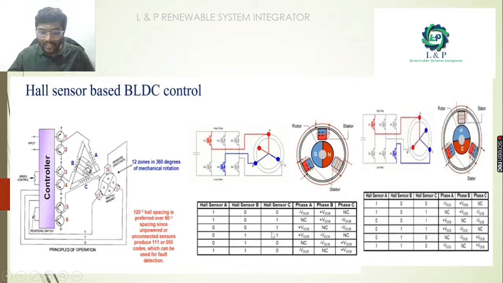Say for example, if Hall sensor C receives an input, then there won't be availability of phase B. So phase A will be given positive and phase C will be given negative. Even though it has 3 phases, all the 3 phases will not be given at the same time. Based on the Hall sensor positions, it will be provided. So here, this is an example of how it works.